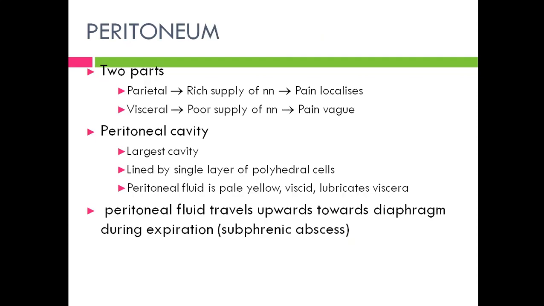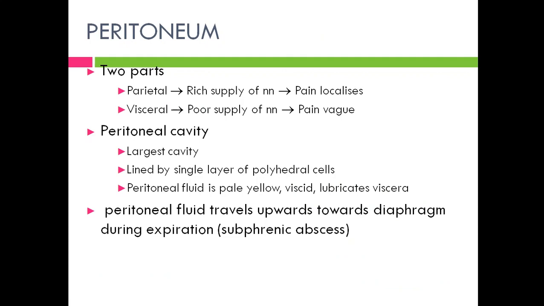So peritonitis is nothing but inflammation of the peritoneum. The peritoneum has two parts: one is the parietal peritoneum, the other is the visceral peritoneum. The parietal peritoneum is pain sensitive since it has a rich supply of nerves, whereas in the visceral peritoneum, because of the poor nerve supply, the pain is not localized, it is a vague pain.